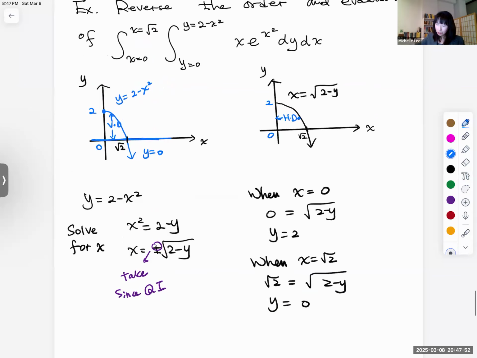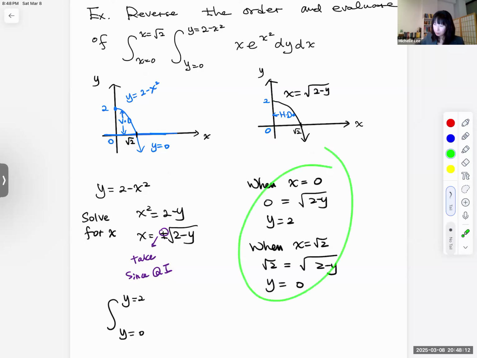So reverse order, let's do it. I need to see that. So we will change that: y equal to 0 to 2. But simply we can use here too, right? Yeah, but this is more detail. How we get that?